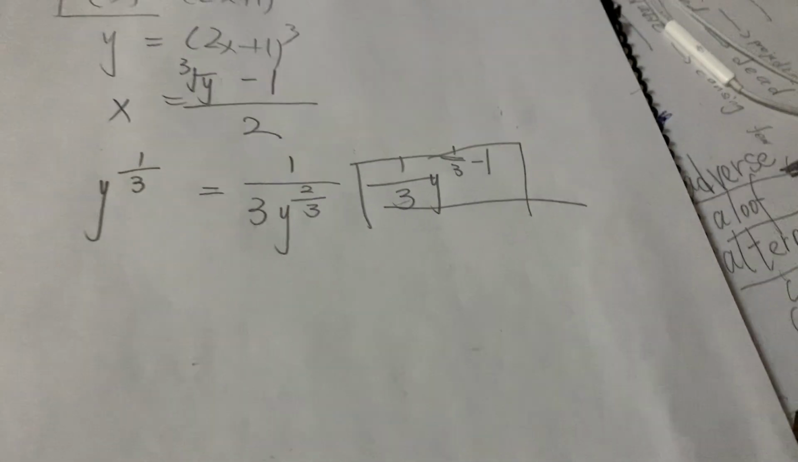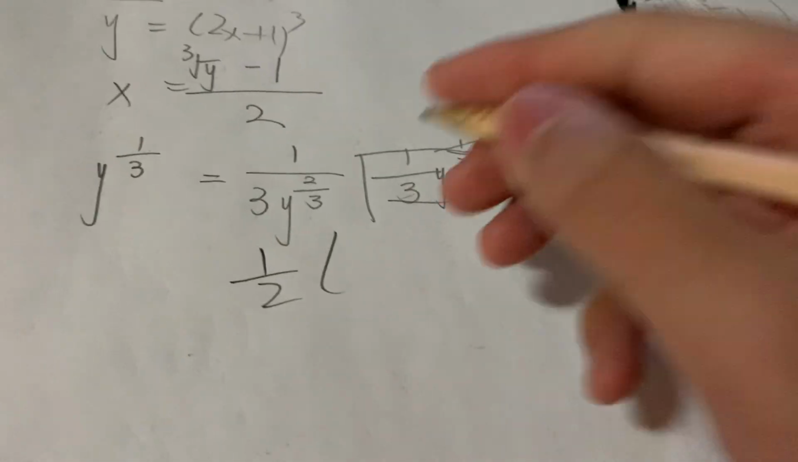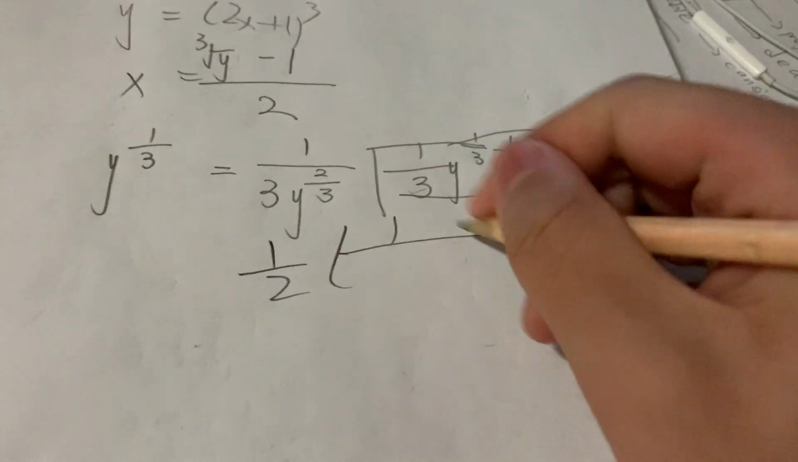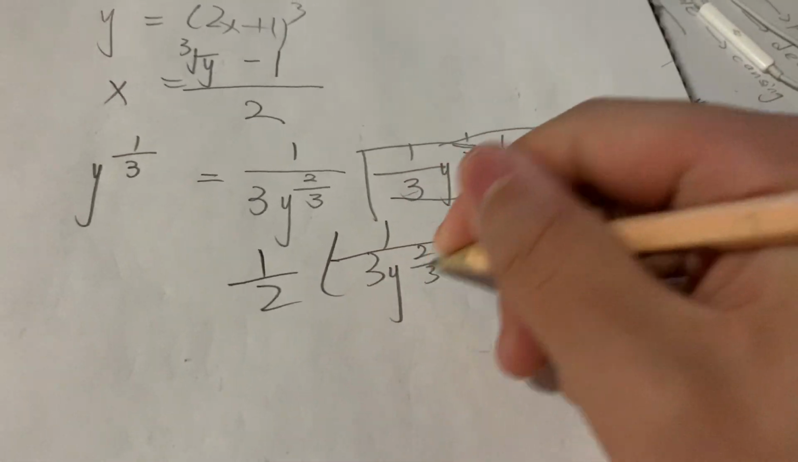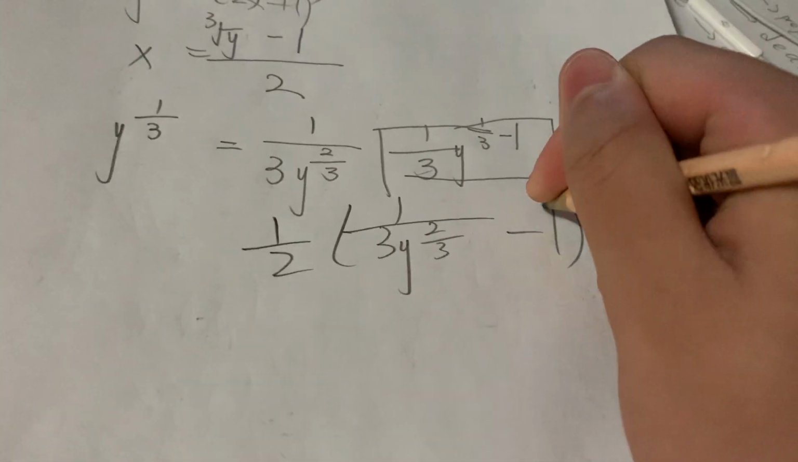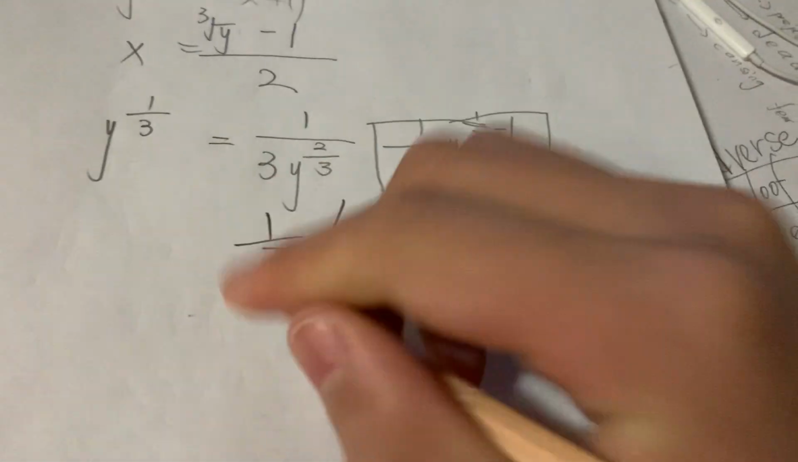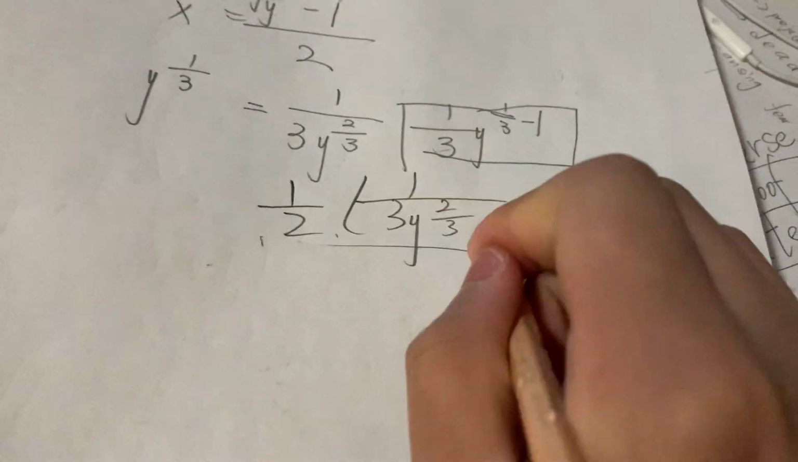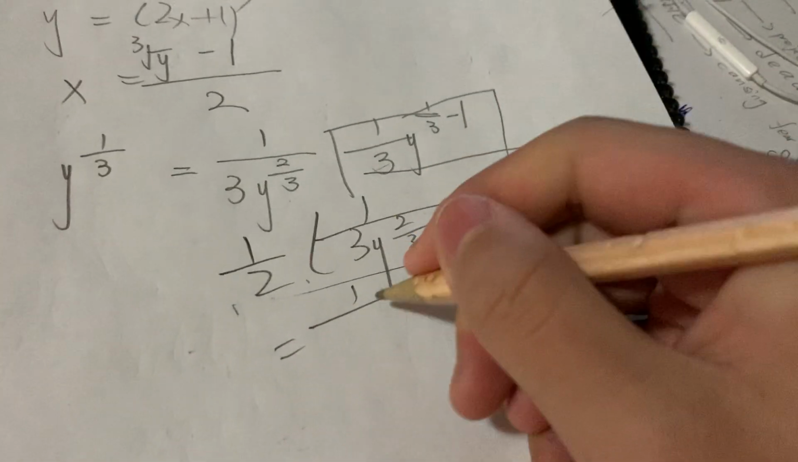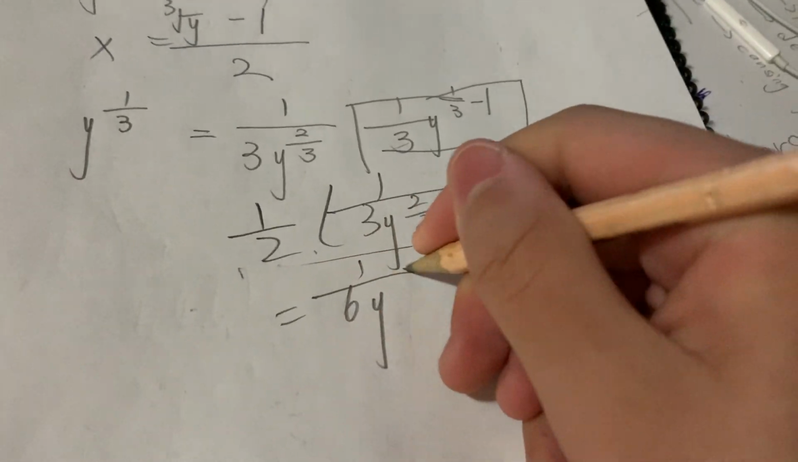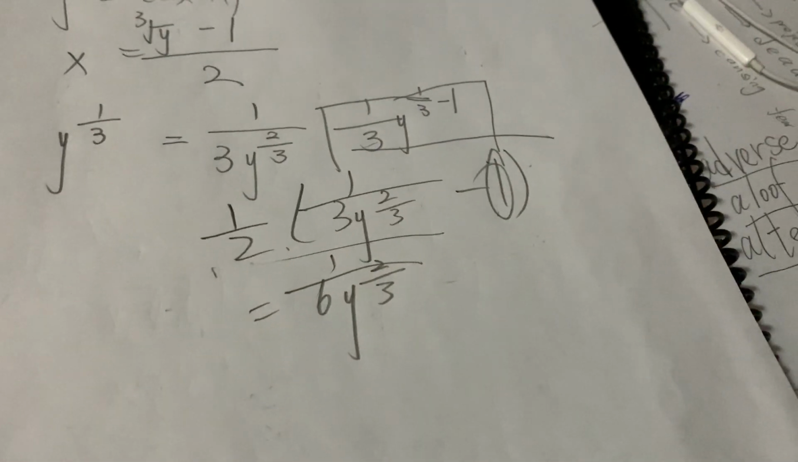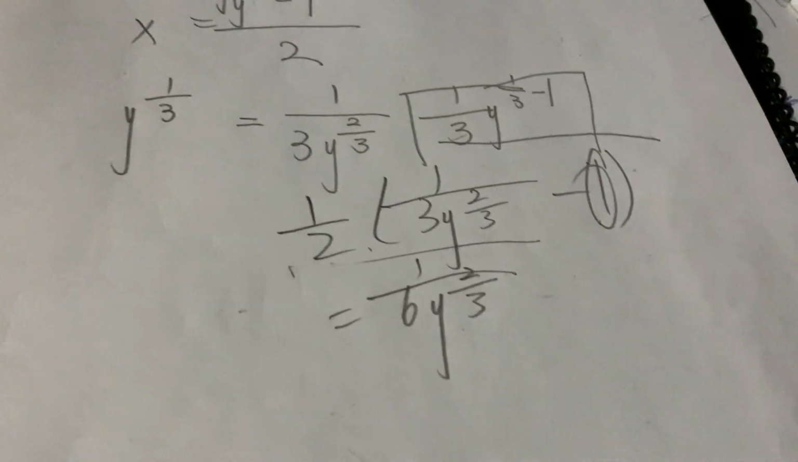So we just simplify it in this way. It should be this minus this, and this is going to be 0 in the derivative. And this is going to be equal to this, which is 1 divided by 6 times y to the power of 2 divided by 3.